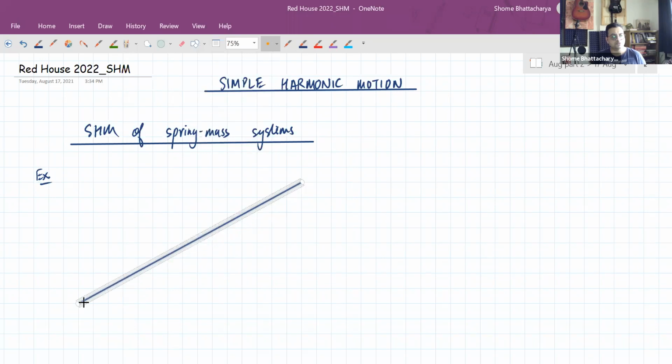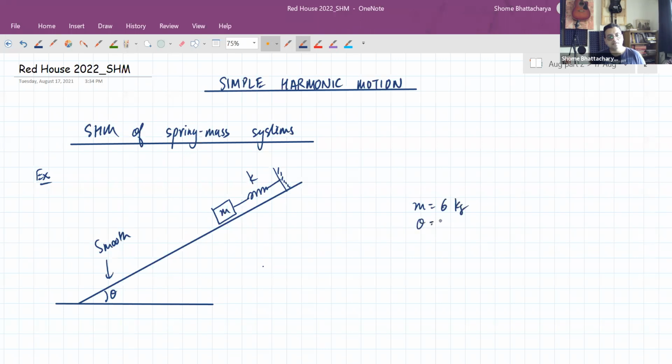So this is at an angle theta, and this is a smooth surface. And we have a single block attached via a spring, which is on the other side attached to a rigid wall. The spring has constant K. So let's say given to us that the mass of the block is maybe 6 kilograms and angle theta is 30 degrees. Take g as 10 meters per second square. And the spring constant is, let us say, 12 newtons per centimeter.